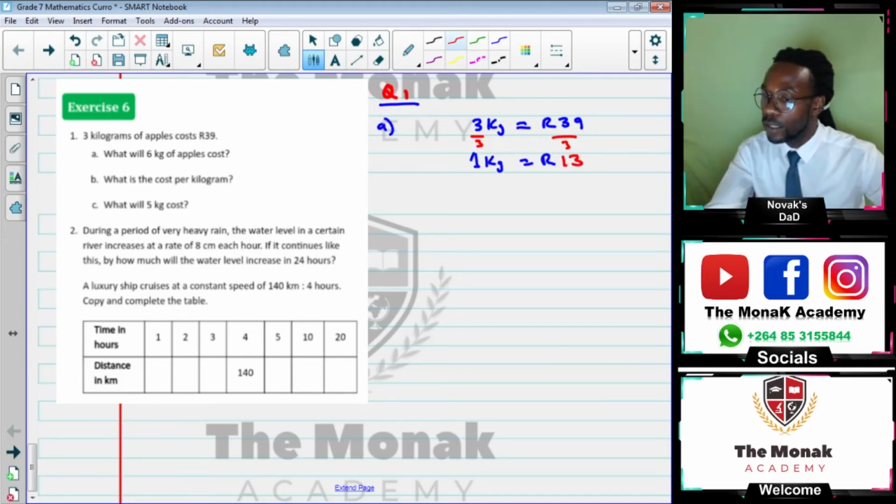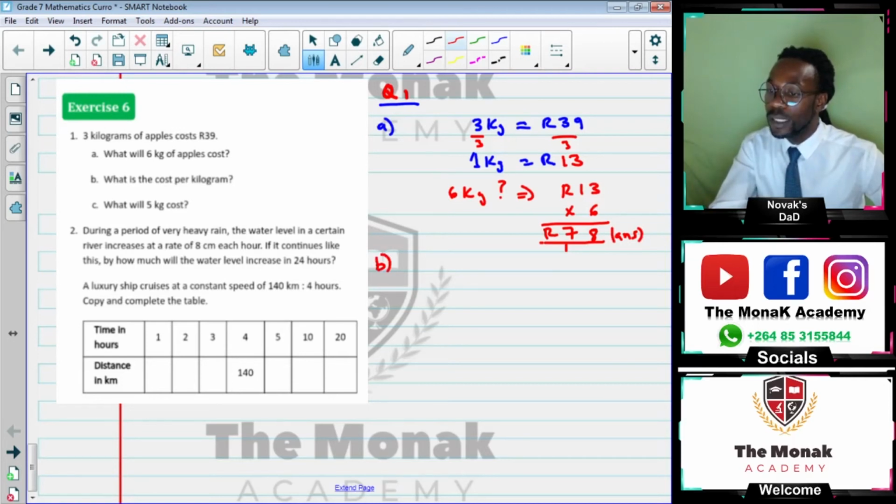So now, first question says, what will 6 kg cost? So 6 kg will simply be 13 rand for 1 kg multiplied by 6. 6 by 3, 18, 8, bring down 1. 6 by 1, 6, plus 1, 7. So 6 kg will cost 78 rand. We go to part B.